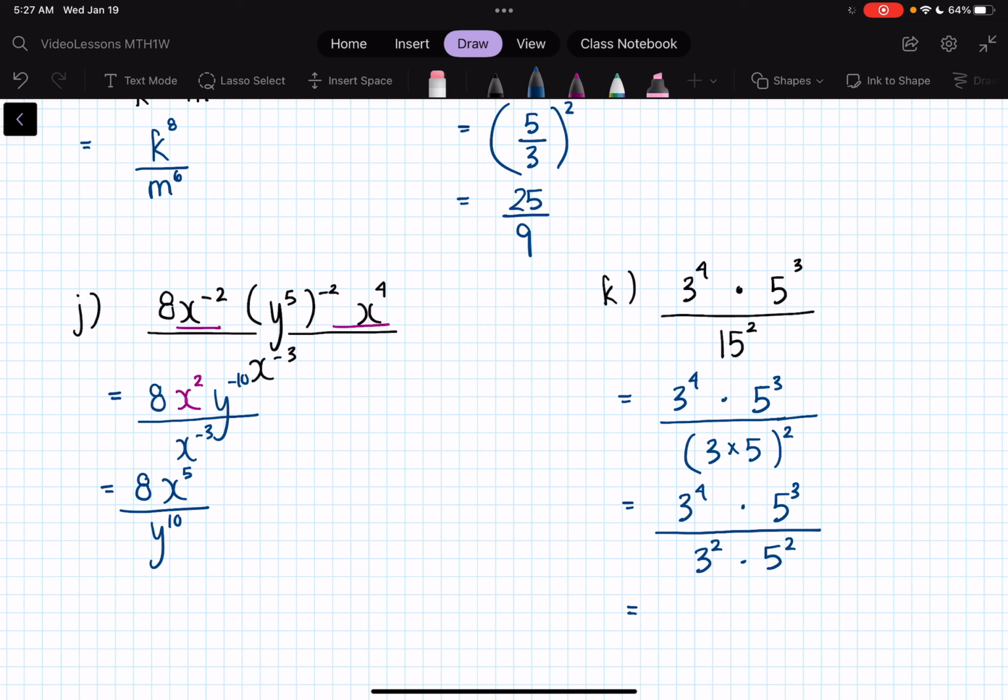So with base 3, I now will have 3 squared. And with base 5, I will just have 5 to the power 1. Remember, we don't write the power 1. And there is no need to take this further. You can leave this exactly as is. Okay? And that covers all the styles of questions that you would need to do when we are simplifying exponents.